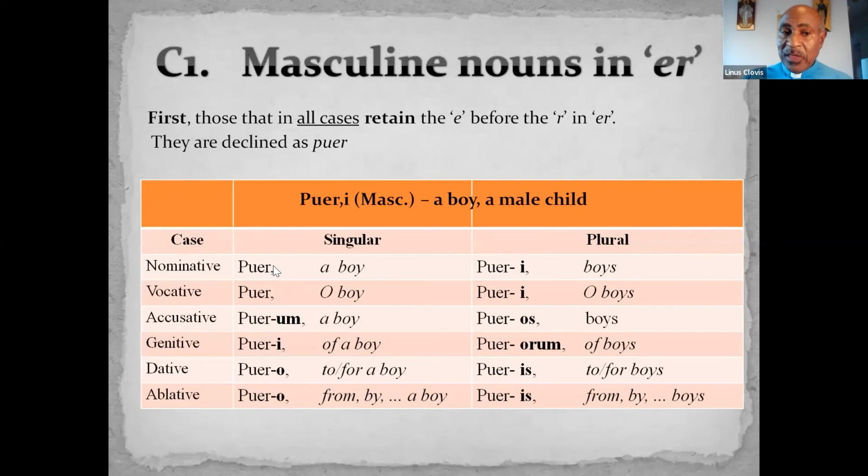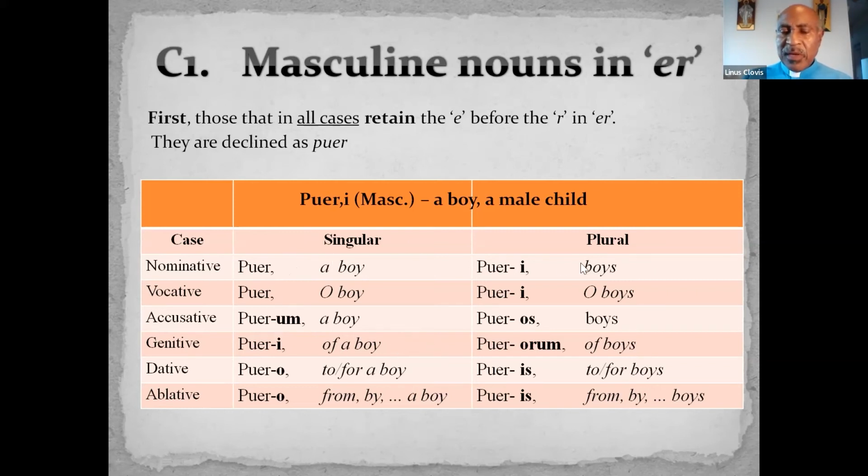Because if we go back, and I don't know if I can go back on this easily, we have in the nominative case, we had dominus for the singular, that's the Lord, and for the plural, we had domini. So that's all that's really changed. So if we compare this with dominus, we'd have dominus, dominum, domini, domino, domino. But it's the nominative and the vocative really that have changed, and that's why I say in all cases they retain the E before the R.